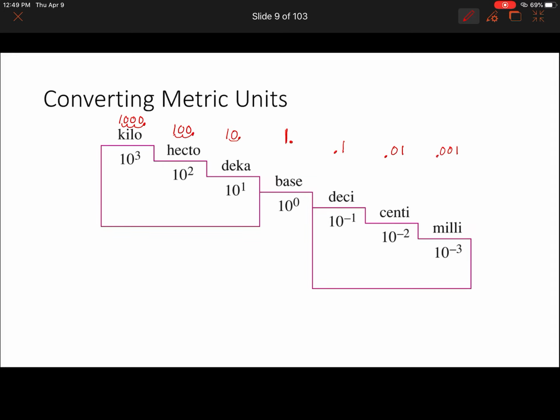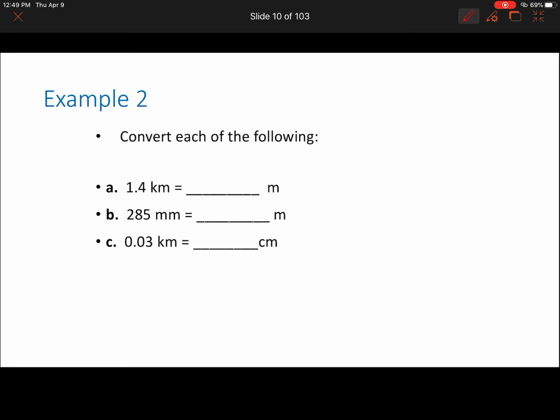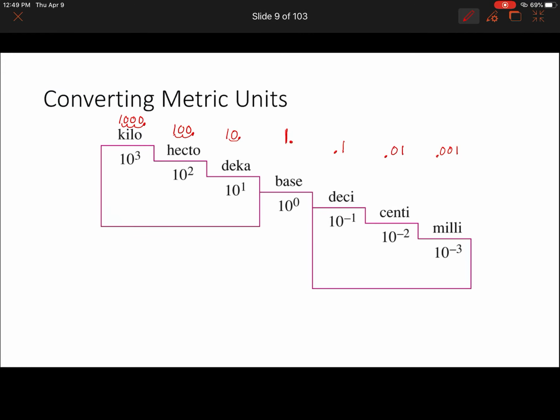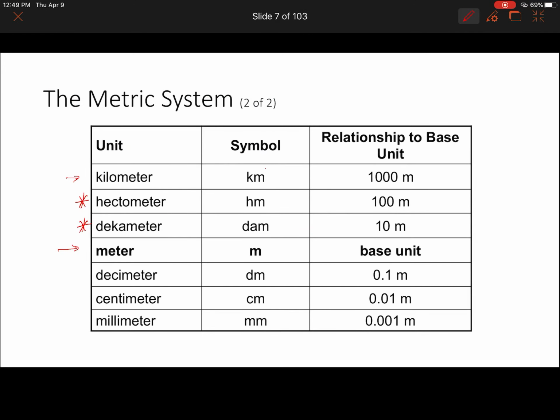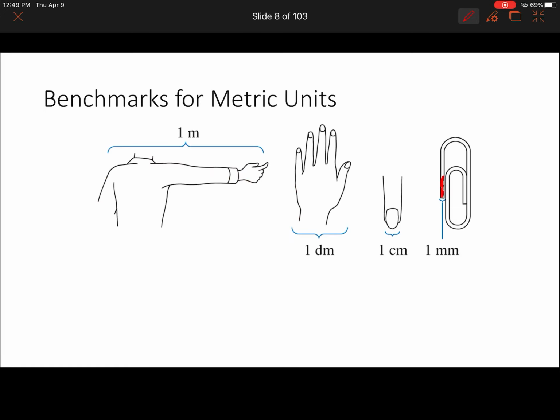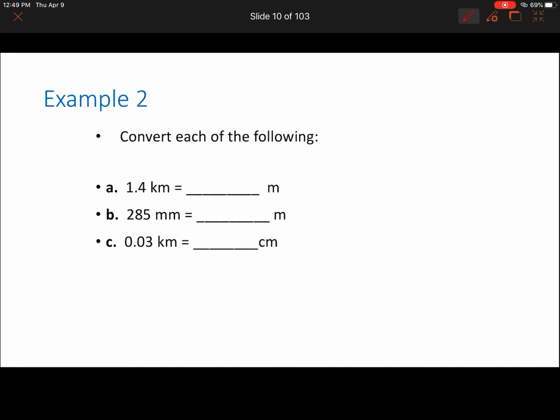Okay? And so as we do this conversion, our next slide is going to have a few conversions we're going to do. You'll see that show up. All right, so here we go. We've got 1.4 kilometers. So again, km, if you go back to here, kilometer is km, which is 1,000 meters, right? So we want to convert from 1.4 kilometers to meters.